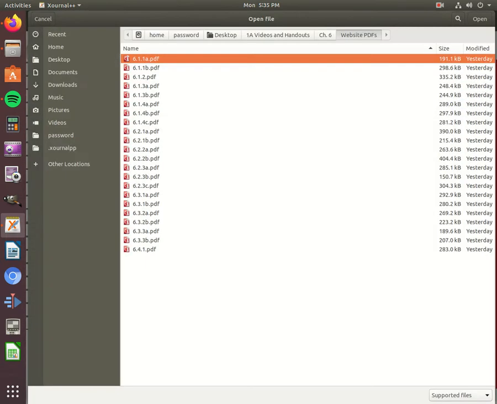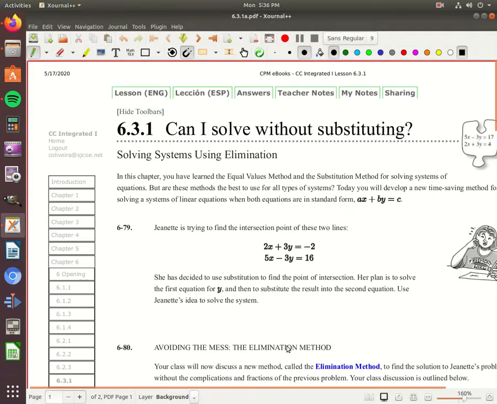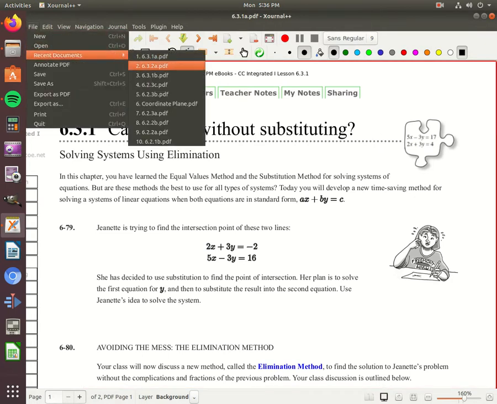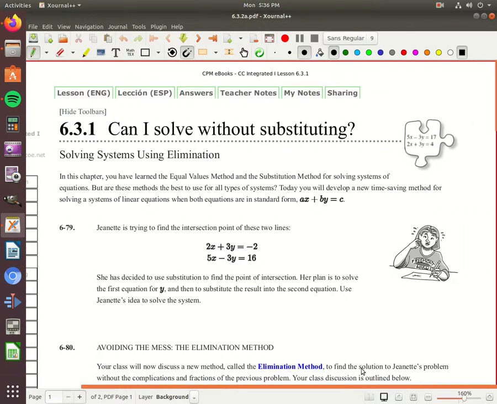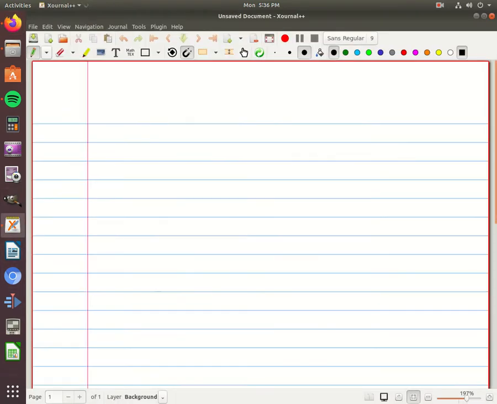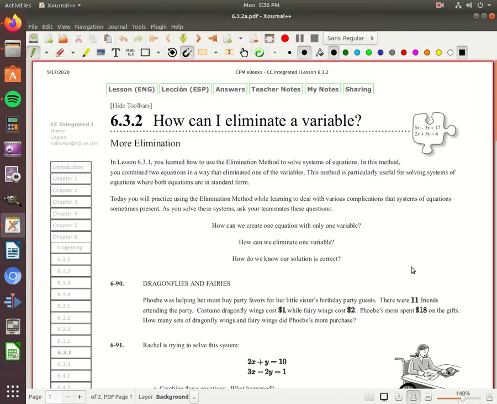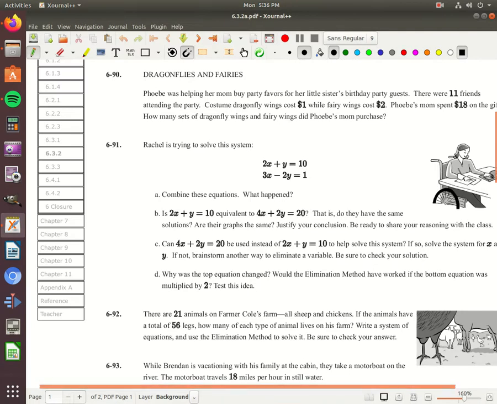We will keep working. Oh, I opened the wrong one. My mistake. Let's see if I can immediately go to 6.3.2. It rarely works. Yeah, so I'm going to have to close this. Darn it. And open 6.3.2 again. So 6.3.2A, working with more elimination. Now we're on to 6.9.1.